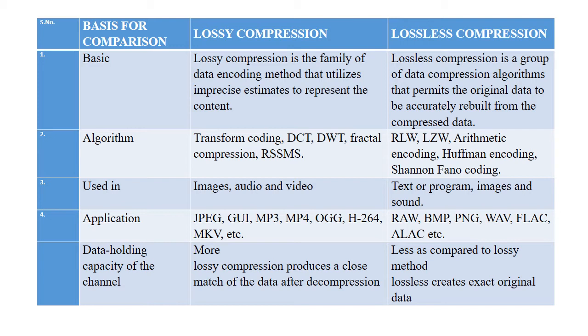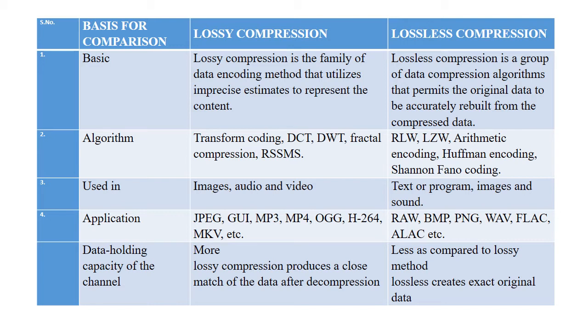Transform coding, discrete cosine transform and discrete wavelet transform, then fractal compression. These are the different algorithms we can use for lossy compression. In the case of lossless compression, run length coding, LZW, arithmetic encoding, Huffman coding, and Shannon-Fano coding are the different algorithms used. In practical applications, these are all useful depending on the application.